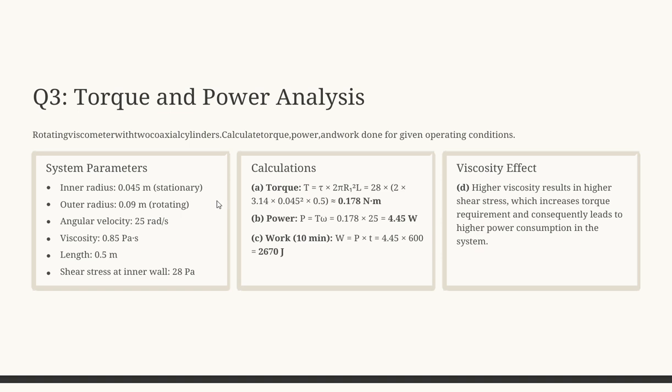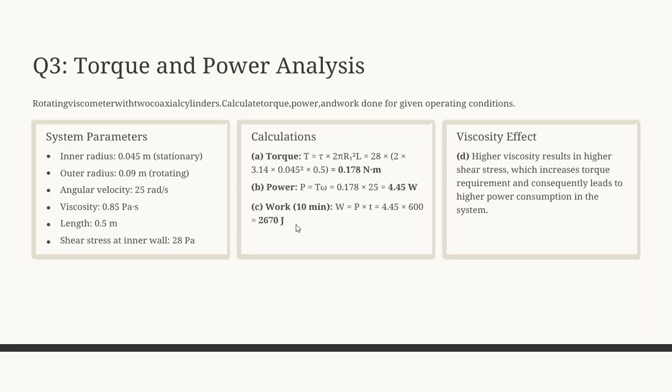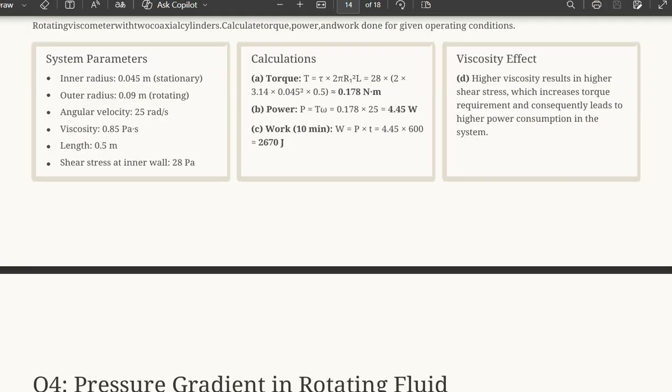By putting the values, we get power equals 4.45 watt, and work done is power into time, which is 2670 joule. And also the viscosity effect is that a higher viscosity results in higher shear stress, which increases torque requirement and consequently leads to higher power consumption of the system.